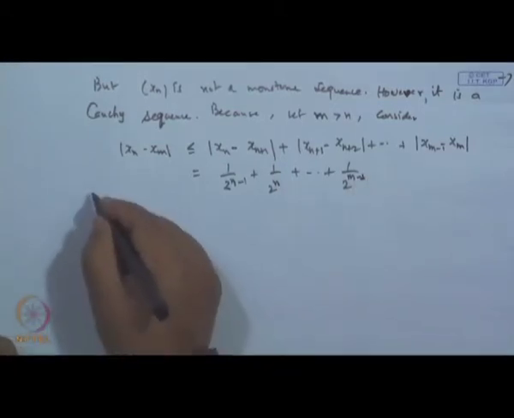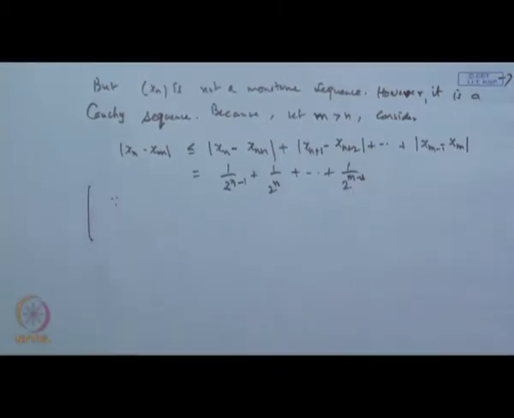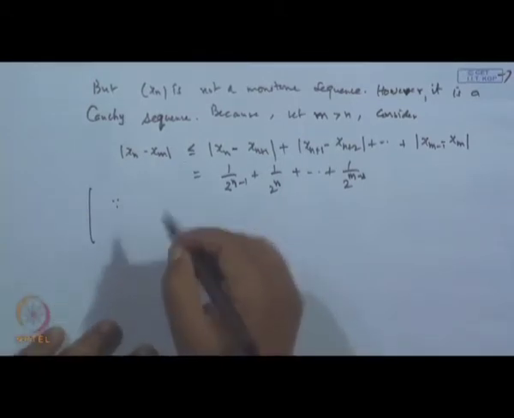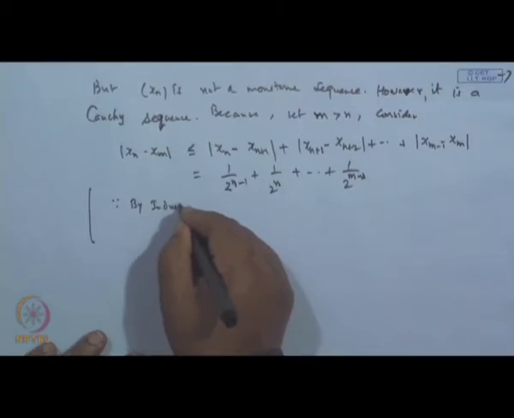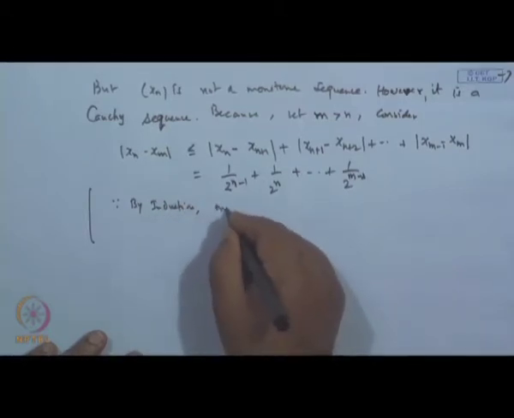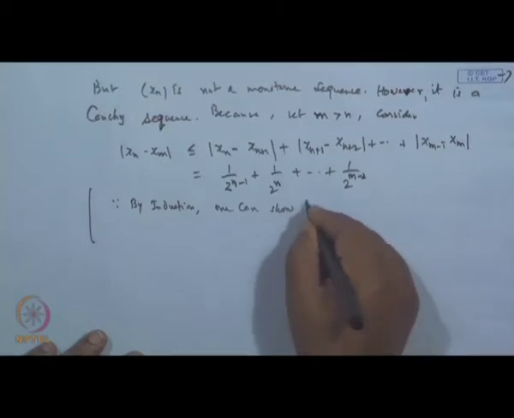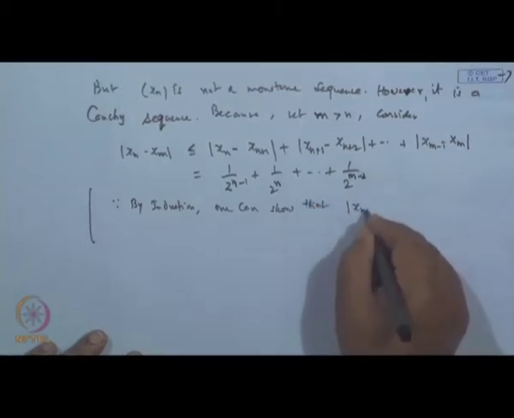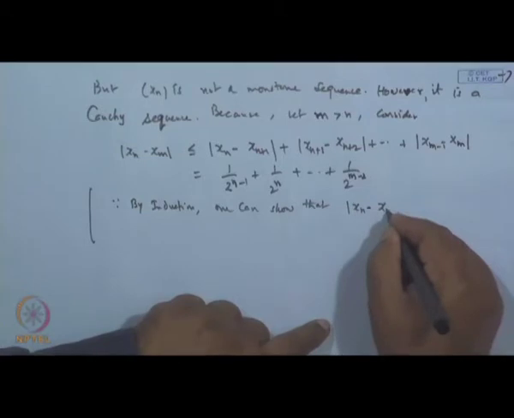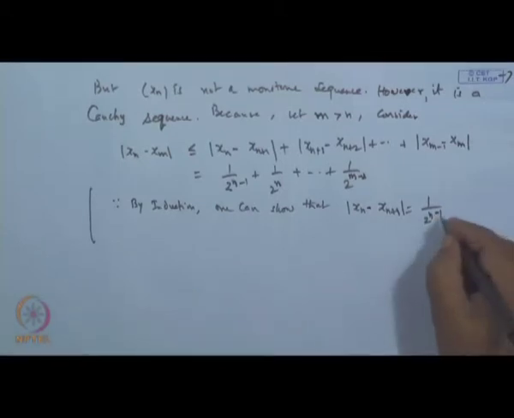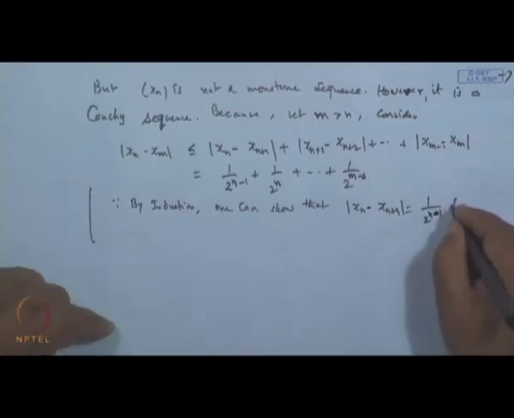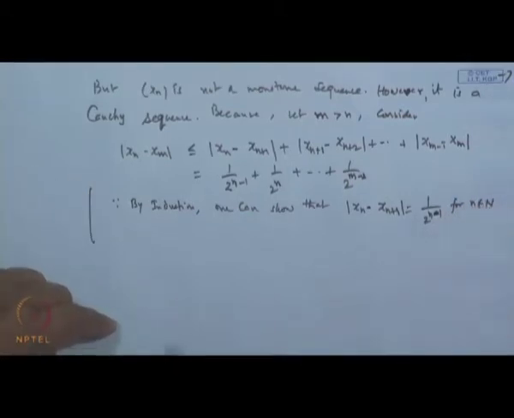Why? The reason is that if we look at this, by induction one can show that mod of x n minus x n plus 1 is exactly the same as 1 over 2 to the power n minus 1. This is true for all natural numbers n belonging to the natural numbers.